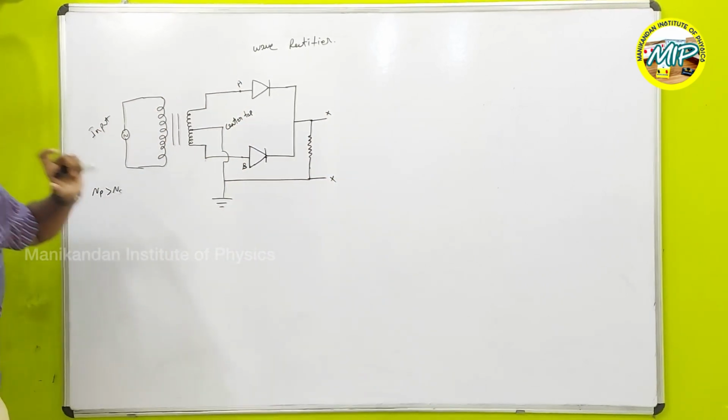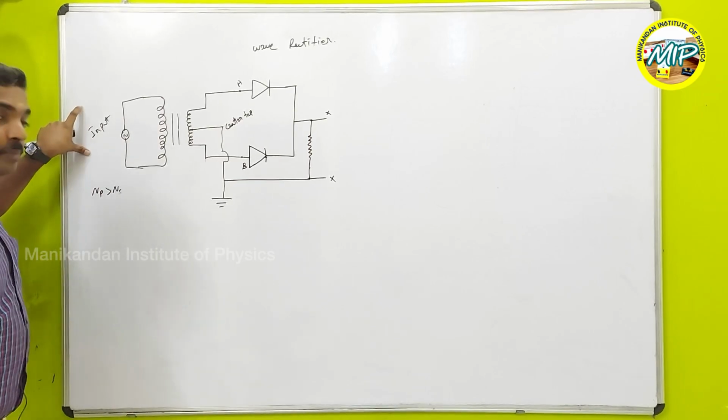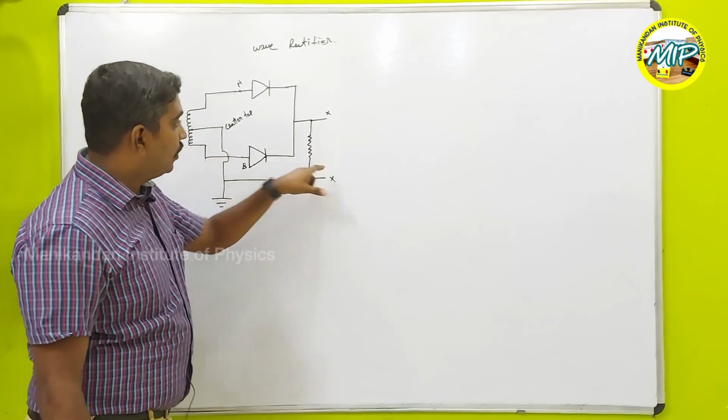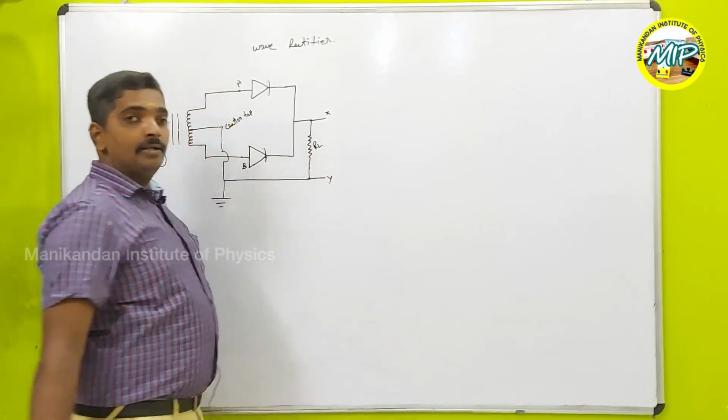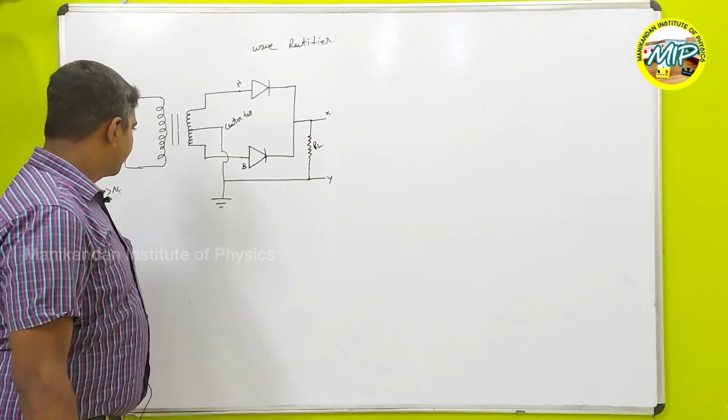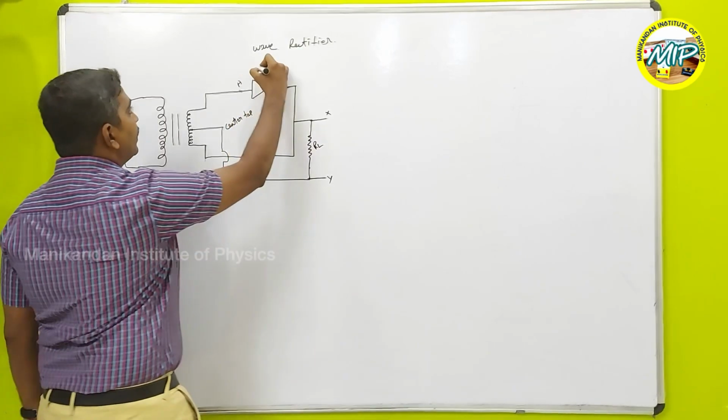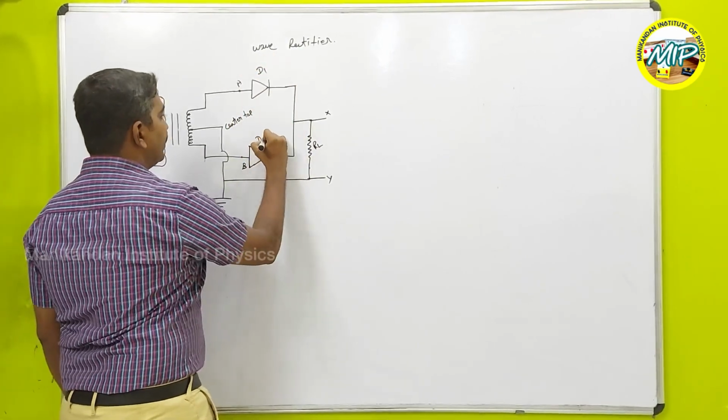So this is my input potential. This is my output X and Y. This is my load resistor. Correct. So this is my diode D1. This is my diode D2.